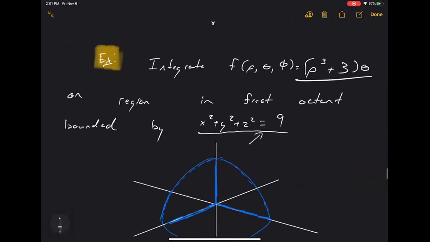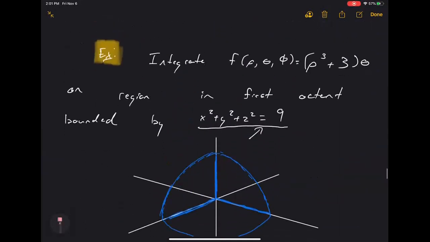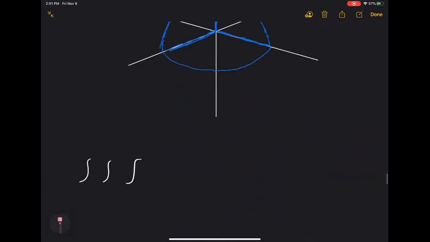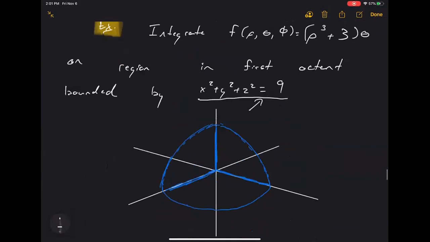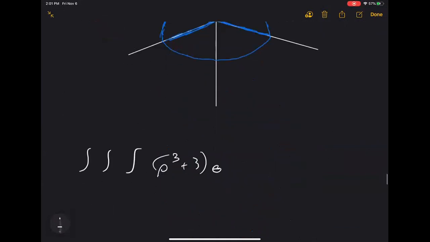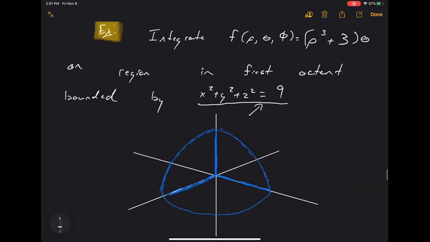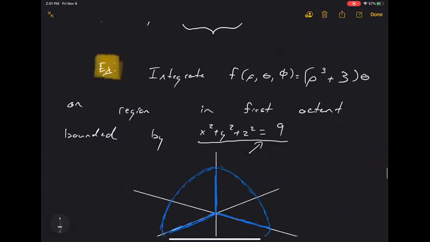Well, let's set up our integrand first, the stuff inside the integral, and not worry about the bounds for a second. What is my function inside the integral? My function is already in terms of spherical coordinates, so I just write this down. And then I need to multiply by my rho squared sine of phi.